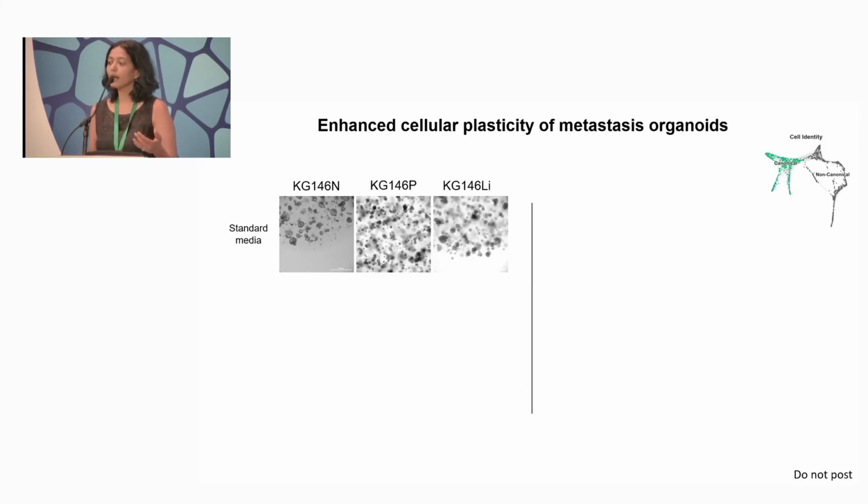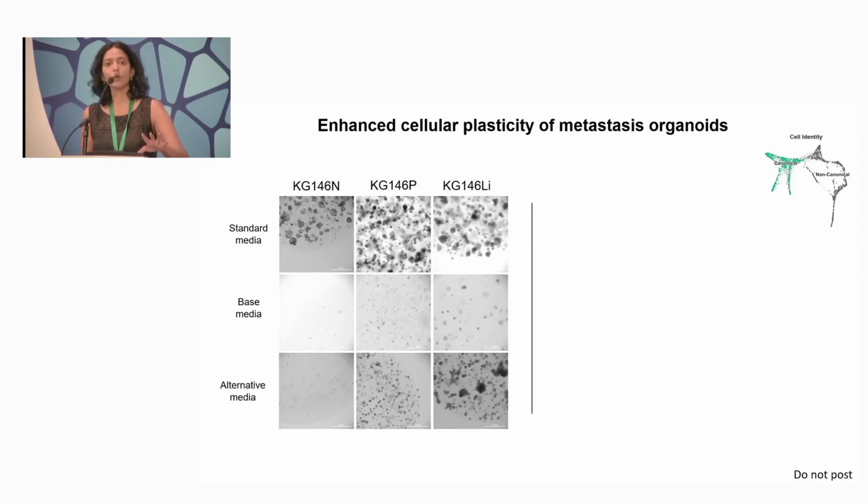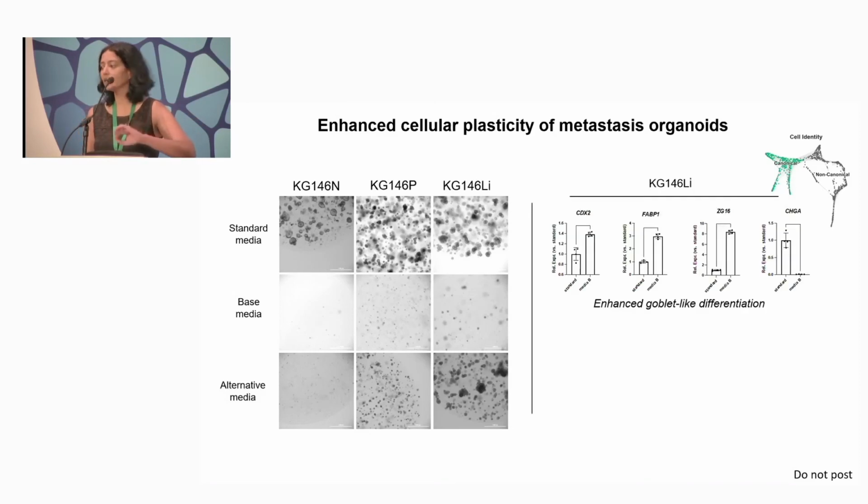Now when we go back to the organoids and withdraw the growth factors that are intestine specific, we find the normal colon organoids die. The primary and met organoids will survive but not grow. But if we replace the media with other factors that we find in the liver, the primary tumor organoids don't grow very well, but the metastasis organoids absolutely can adapt and grow. And depending on what we add to the media, we can push them in different directions.